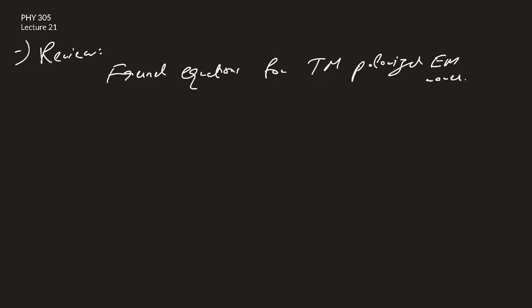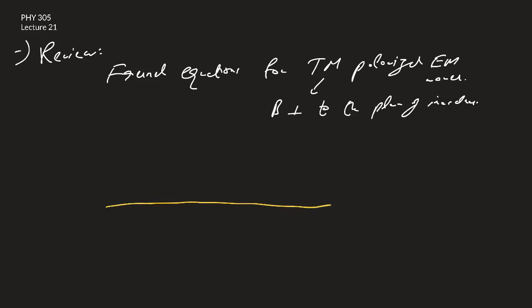Now, TM basically meant that the magnetic field, B, is perpendicular to the plane of incidence. So that means that E is inside the plane of incidence. And the case that we did was a more general case where this is the interface between a material with refractive index n equal to 1 and refractive index n equal to 2.